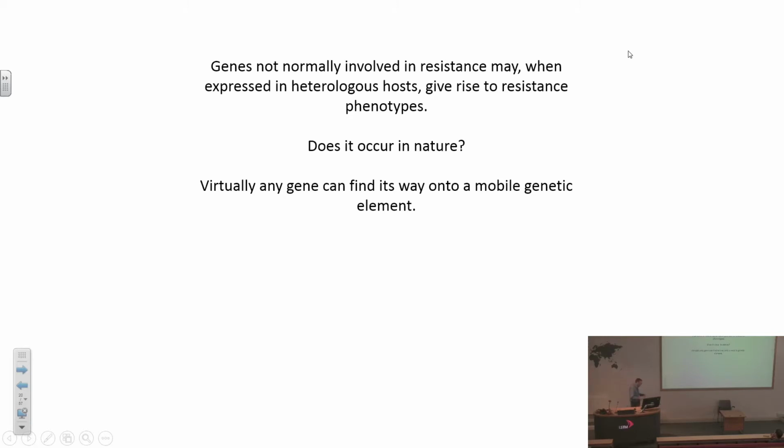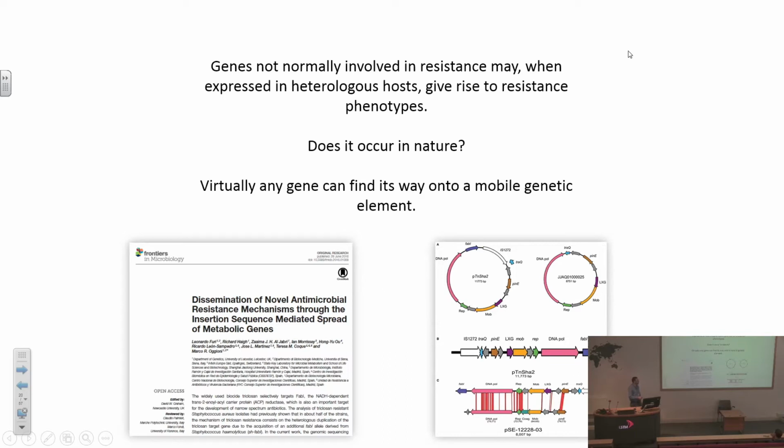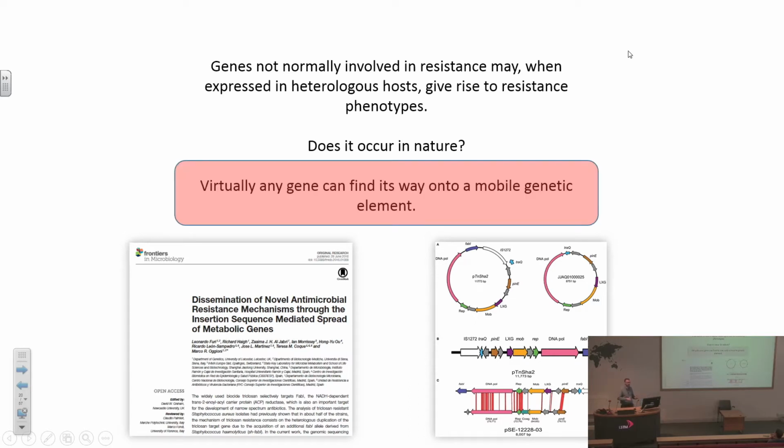But that's all well and good. We did it in the lab. It's a library, so we made it. Is it all an artifact? Does it occur in nature? Well, yes, it does. So this is a paper from Marco Oggioni in Leicester, one of my collaborators, and he showed quite nicely that actually the FabI genes have made their way onto transposons and plasmids. Okay? And this is important because these genes, pretty much any gene, can find their way onto a mobile genetic element. And once they do that, their potential for transfer is greatly increased.